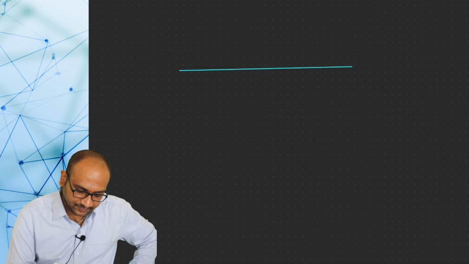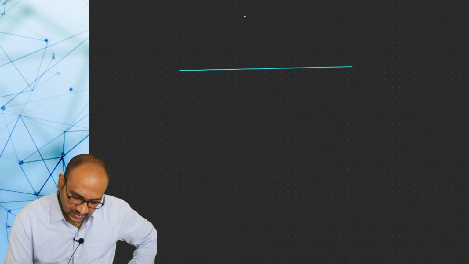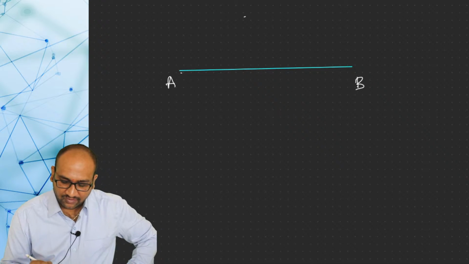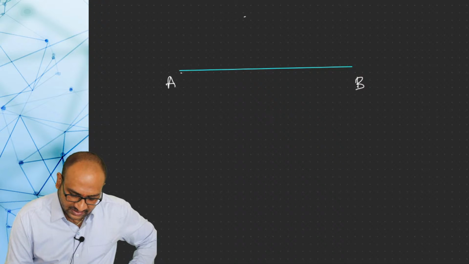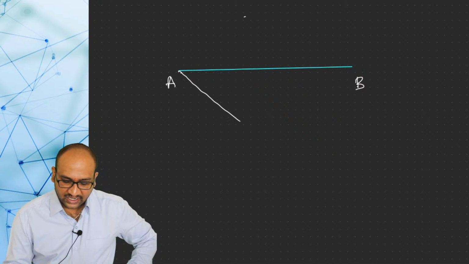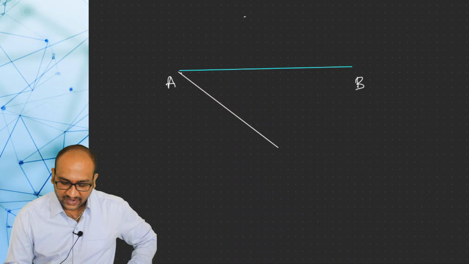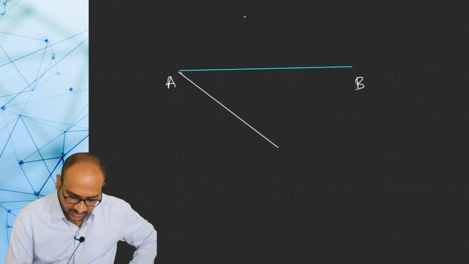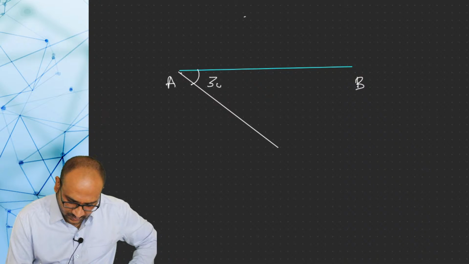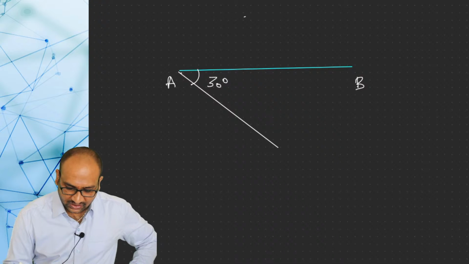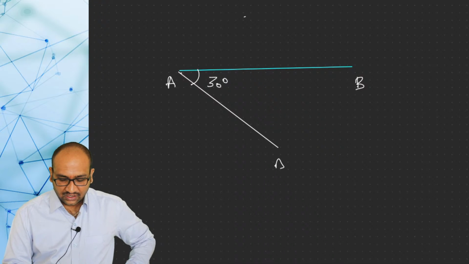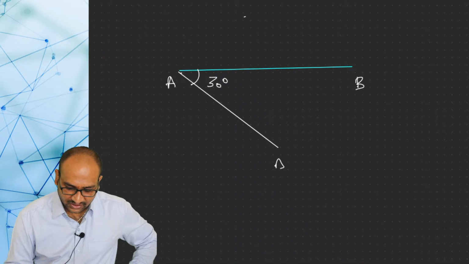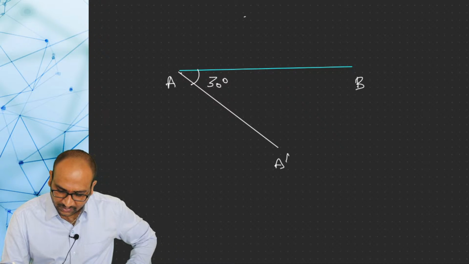And then next, this line AB is equal to 7.54 centimeter. Next, with A as center, you draw a 30-degree angle of length equal to 5 centimeter. This angle should be 30 degrees, and this one I am giving the name A dash. Now divide this A dash into 5 equal parts. So what is the distance between AB?